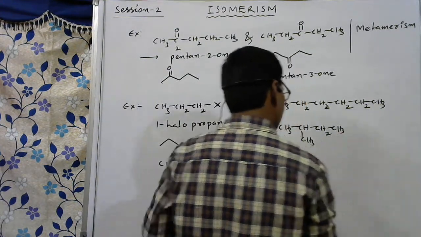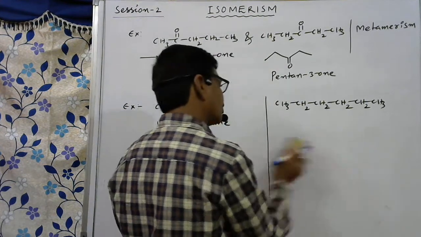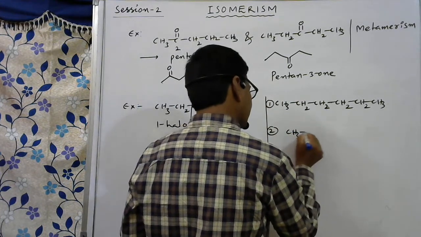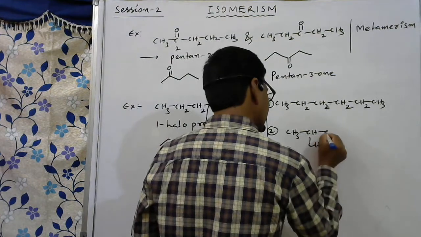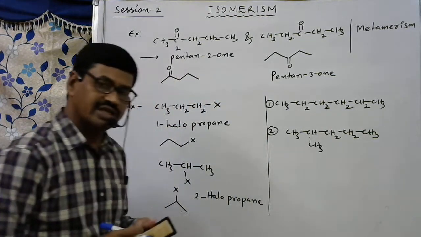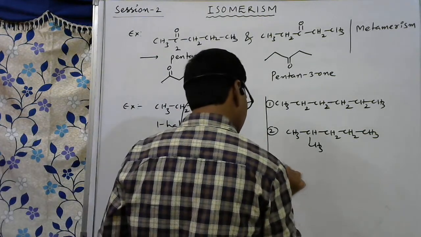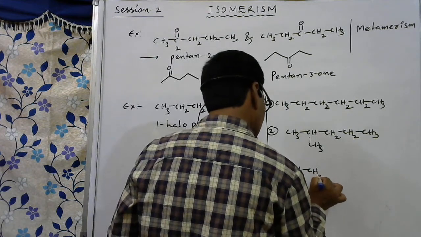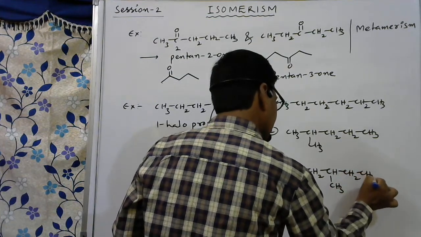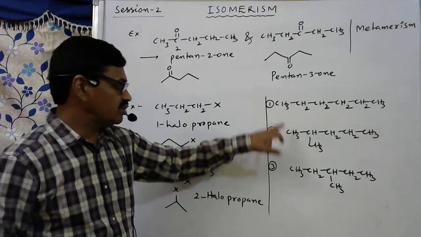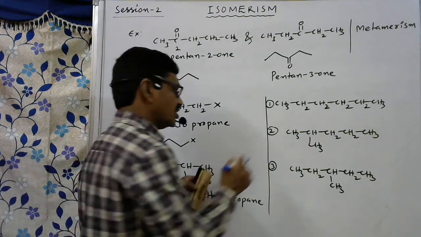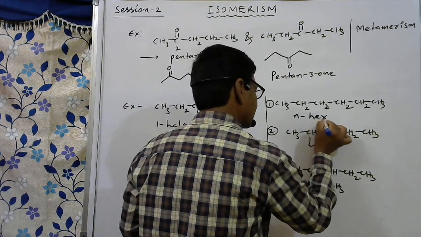CH3. This is hexane. For hexane, we can write compounds like these. This is the first one for hexane. The second compound I am writing: CH3, CH, CH3, CH2, CH2, CH3. This is a hydrocarbon, an alkane. Third compound I am writing: CH3, CH2, CH, CH3, CH2, CH3. See, the 1 and 2 combination or the 1 and 3 combination are chain isomers.